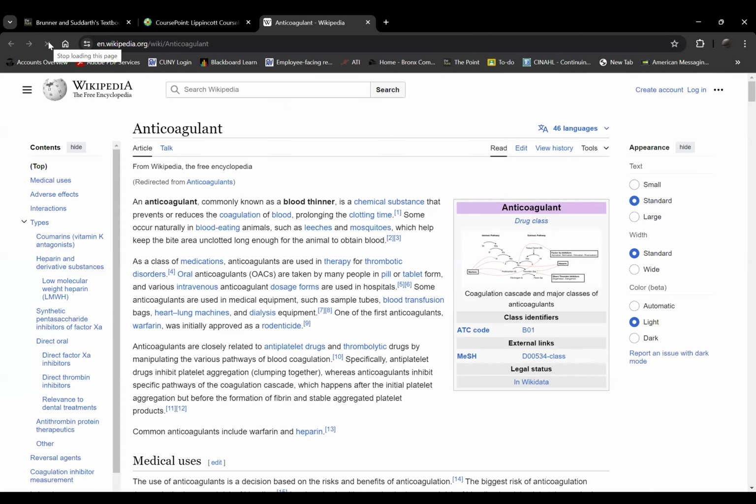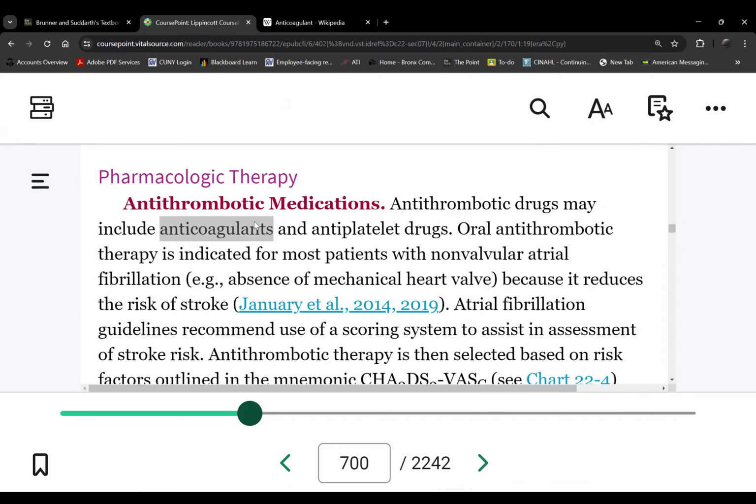Antiplatelets are aspirin and clopidogrel. You heard of Plavix? Okay, so Plavix is clopidogrel. Aspirin and clopidogrel are antiplatelets. They are not anticoagulants. Are we clear? Okay, so antiplatelets are literally just antiplatelet, meaning they prevent platelets from clumping together. Anticoagulants, however, prevent a clot formation. Okay? So anticoagulants affect the clotting factors. Antiplatelets affect only platelets. Not the same.